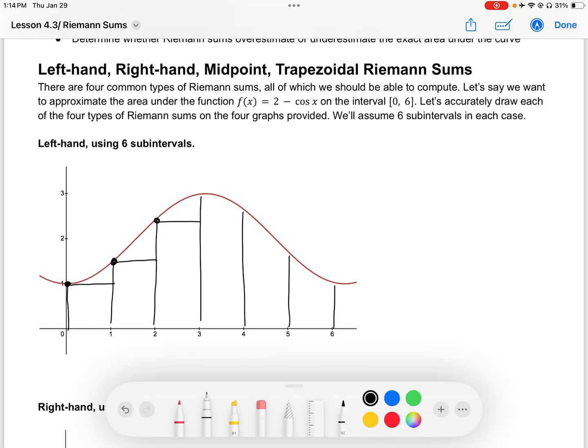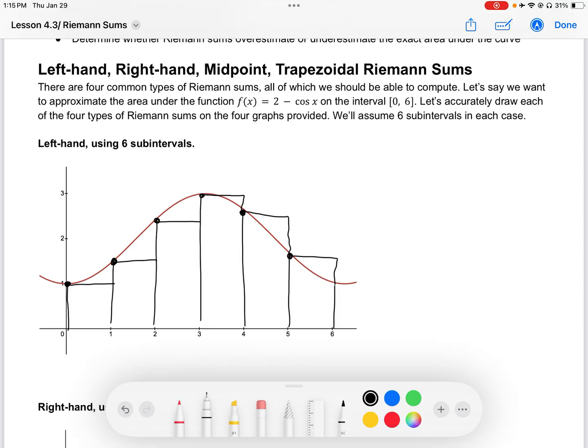Left-hand side and top it off. Left hand and top it off. So you can see some of these are underestimating the area and some of them are over. And that has to do with whether the function is increasing or decreasing. Now, what would this sum be?